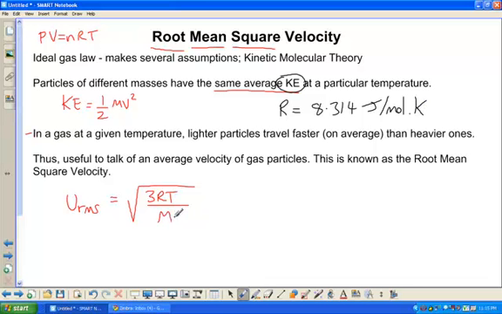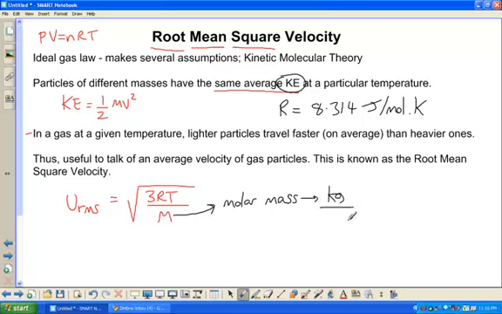The M is the molar mass of the species that we're talking about, except it's a special molar mass, special because of its units.